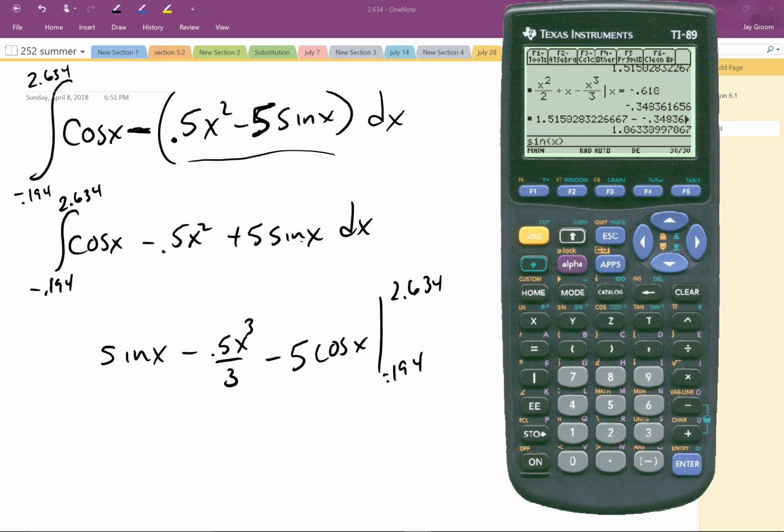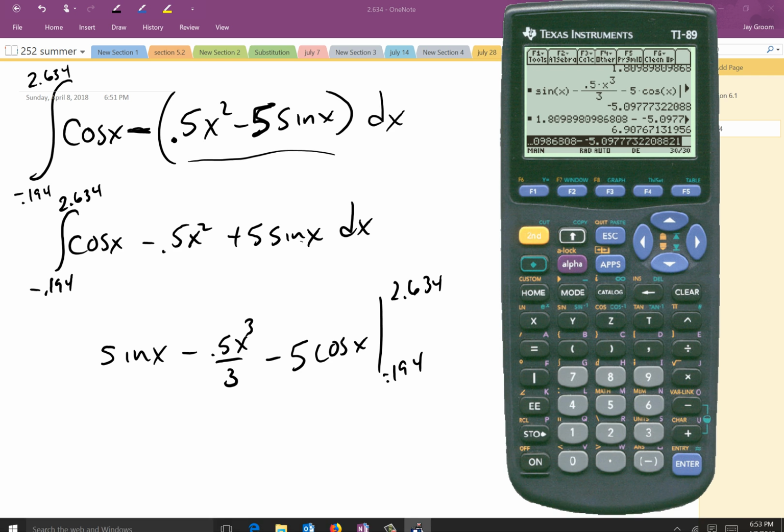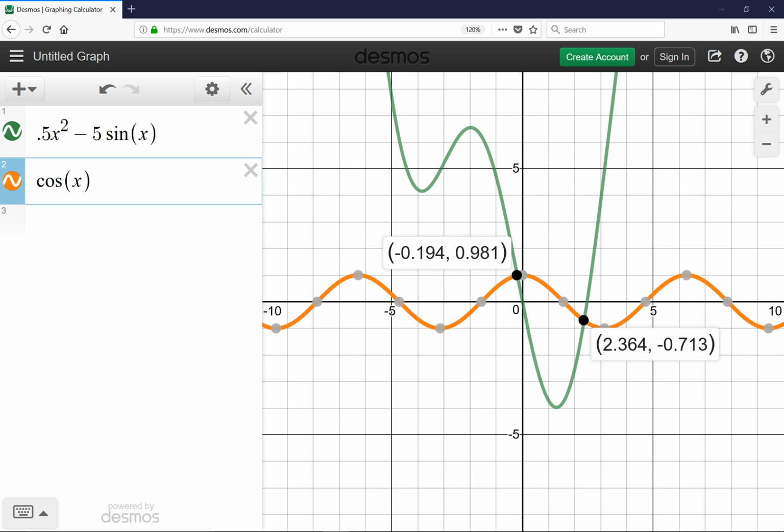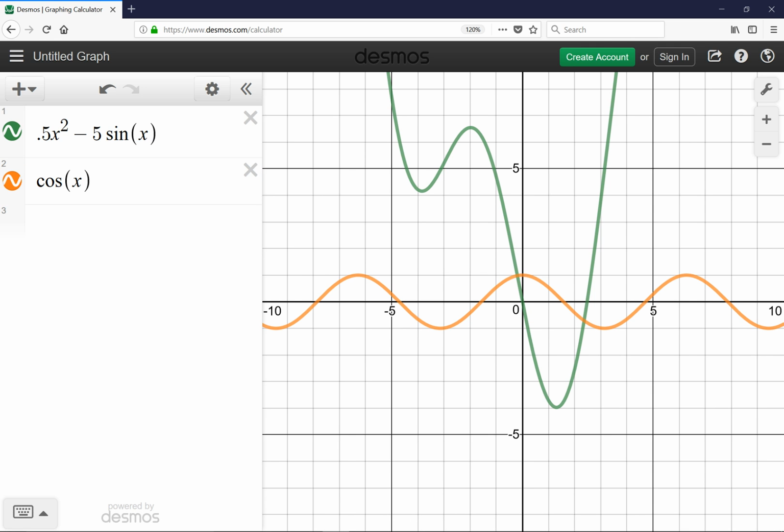So sine x minus 0.5x to the third divided by 3 minus 5 cosine x, such that x equals 2.634 and negative 0.194. Cool. And so it's going to be this one minus this one. See, about 6.9, almost 7 units in there. Well, if you count this, 1, 2, 3, 4, 5, I could convince myself that that's most of 7 squares inside of there. I could convince myself pretty well of that.